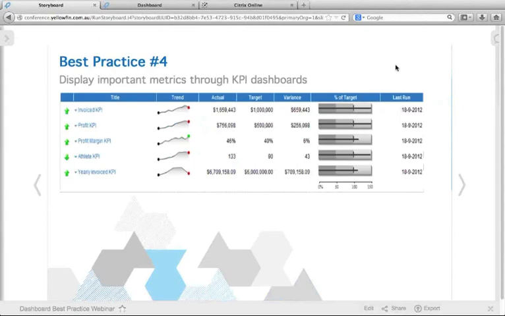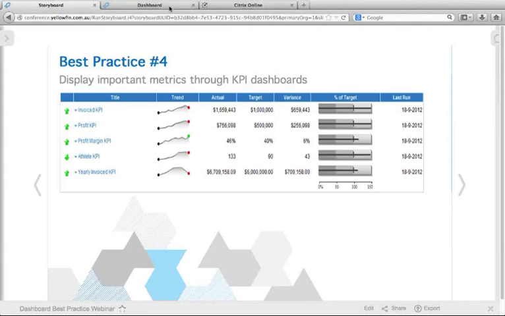The next best practice, number 4, is around displaying important metrics through your KPIs. If you're not familiar with KPIs, they provide fast, easily digestible information on the areas that matter the most. So this is typically for managers or executives who from a quick glance will know the overall health of their company, their department, or maybe their sector.